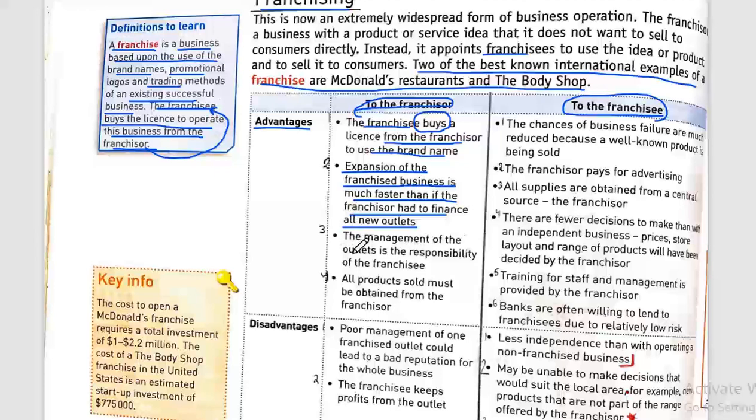Number three, the management of the outlets is the responsibility of the franchisee, a shared responsibility with the franchisee who got the license from the franchisor. And number four, all the products sold must be obtained from the franchisor. So as a franchisor, I'll make sure that this franchisee is selling the products of my company only.